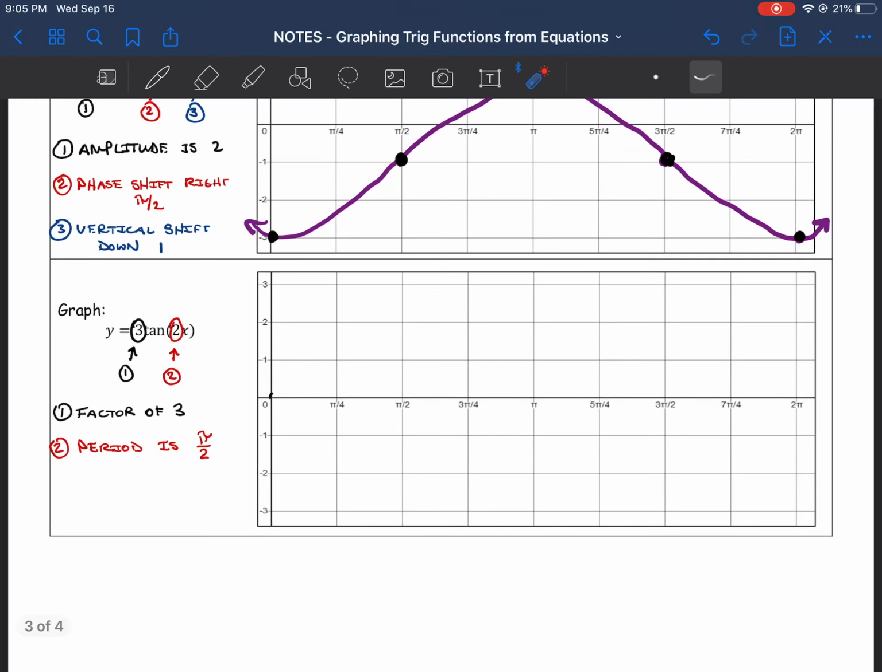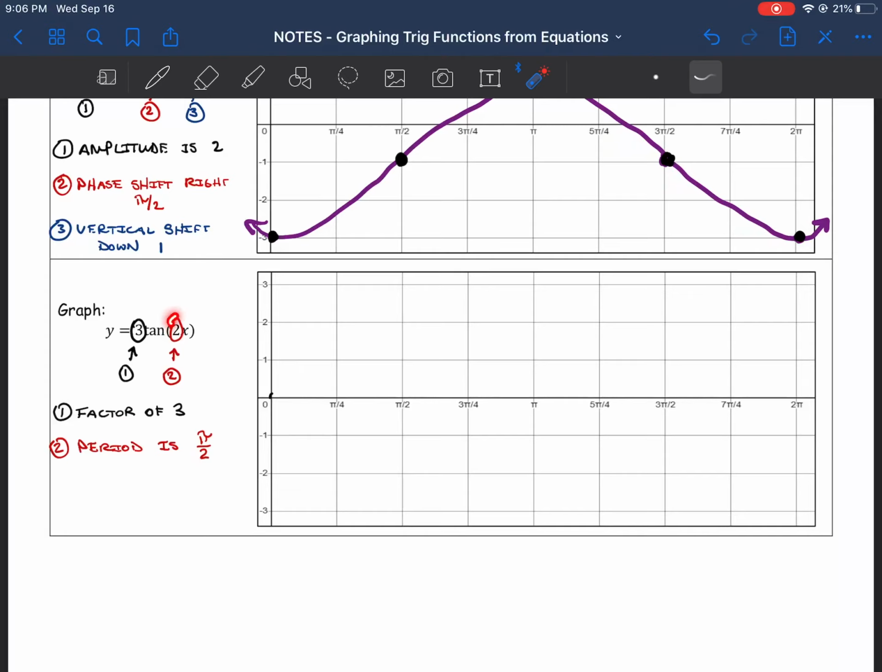We're good to go. In our last graph, we now want to graph y equals 3 tangent of 2x. A couple things that we notice here. Number one, we have this 3. Now normally with sine and cosine, that would tell us about the amplitude. Tangent, again, doesn't have an amplitude, so to speak. But the 3 is still taking the tangent graph and stretching it up by a factor of 3. It's not really an amplitude, I'll just call it a factor here.